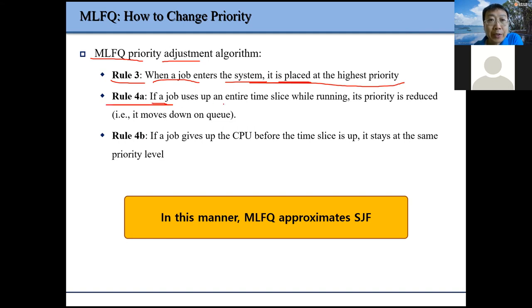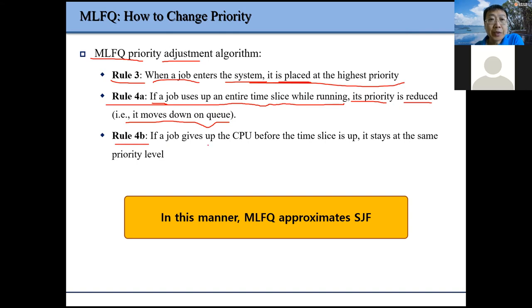Rule 4a: if a job uses up its entire time slice while running at a particular level of queue, its priority is reduced. That is, it will move down one queue. As we mentioned, each queue has a priority and also a predefined time slice. If a job on a particular level queue is scheduled and uses up all the time slice assigned, then we know this job may need more time. So its priority is reduced and it moves down one level.